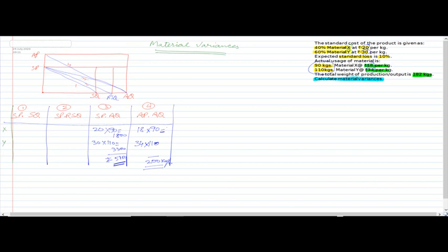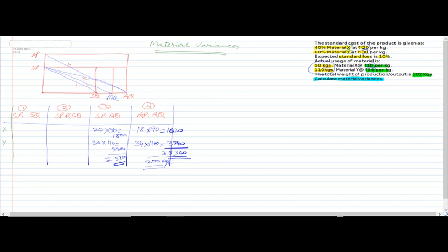In this case, 18 into 90 is 1620 and 34 into 110, it is 3740. Total comes to be rupees 5360.